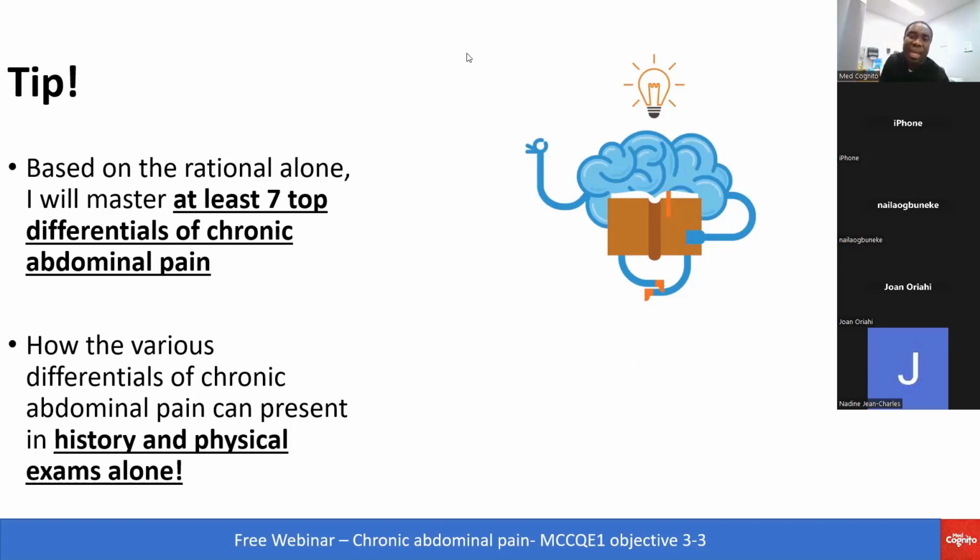Okay, Dr. Kusanya went for GERD. Dr. Zainab went for IBS, that's irritable bowel syndrome. Any other differentials? I said that I want to master about 7 top differentials. Any other differentials? Any other differentials you want to keep in? 2 people have given us 2 differentials. Any other differentials? And those on Facebook, you can also, beautiful.